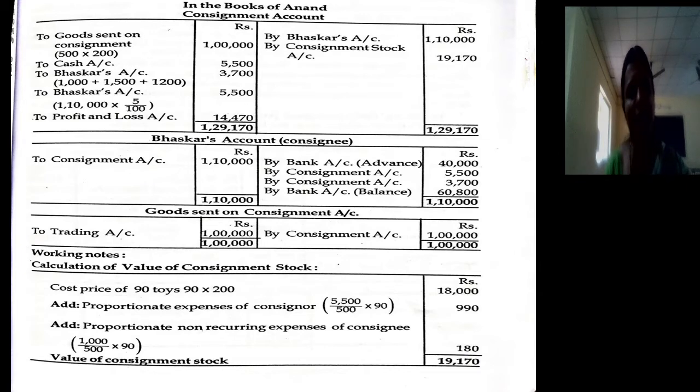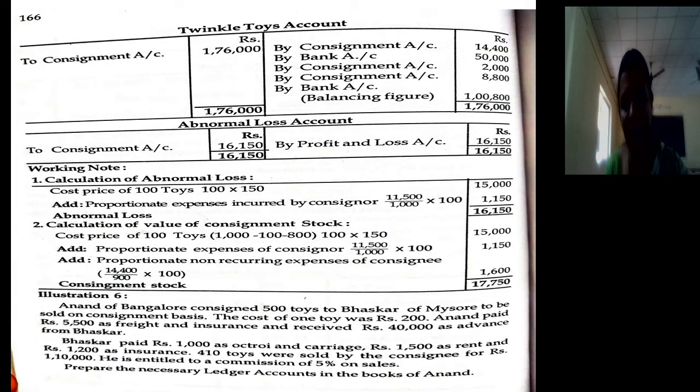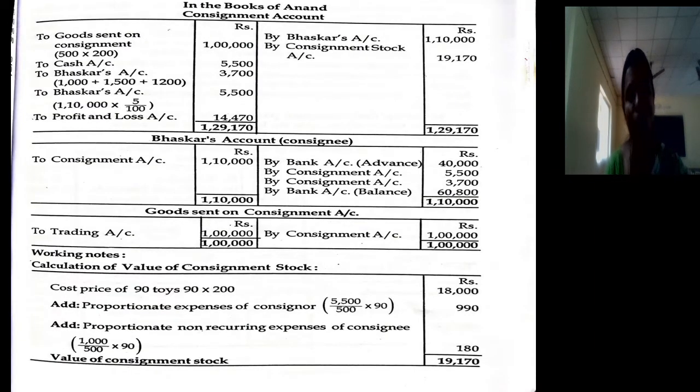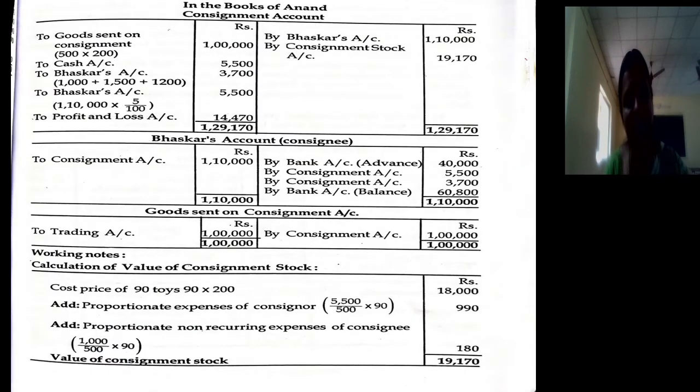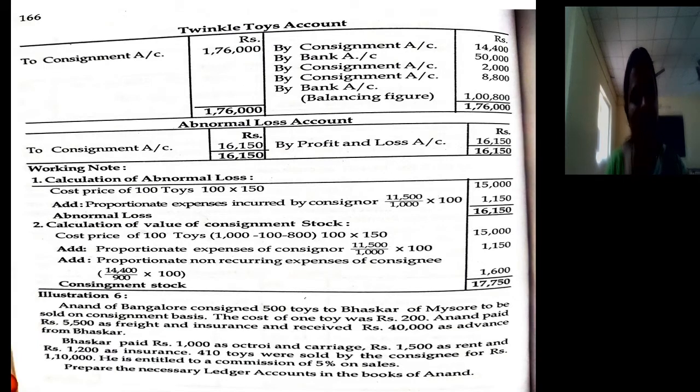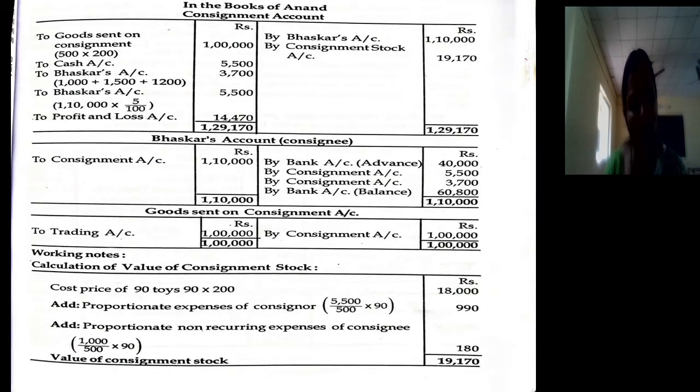Plus proportionate non-recurring expenses incurred by the consignor. The consignor incurs 5,500 as freight and insurance. It's an example of non-recurring expense. So 5,500 for 500 toys. How much for 90 toys? It will become 990. Then plus proportionate non-recurring expenses incurred by the consignee should be added. So the consignee incurs 1,500 as rent, 1,200 as insurance, 1,000 as octroi and carriage, of which only 1,000 comes as non-recurring. So 1,000 is for 500 toys. How much is for 90 toys? When you cross multiply, it will be 180. So the total value of consignment stock is 19,170.